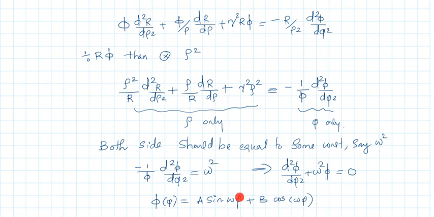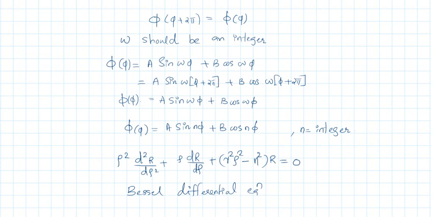This phi is an angle coordinate which is periodic with period 2 pi. So this capital Phi should also be periodic. In order to make capital Phi periodic, what is the condition for omega? Periodic means Phi evaluated at phi plus 2 pi is equal to Phi evaluated at phi. So omega should be an integer. How? If you put phi plus 2 pi in place of phi, you will get this expression. And if omega is an integer, this is of the form sine 2 pi plus theta. Sine 2 pi plus theta is sine theta.